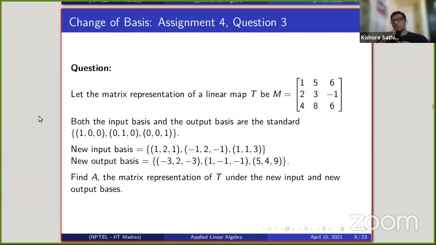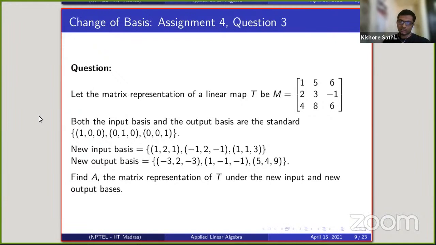Next. So what we're going to be doing now in these next couple of slides is to revisit the assignment questions 3, 4, and 5 in assignment 4. So I won't have enough space on my slide to actually show you the questions. So feel free to open the website. It's the exact same questions. I'll just be discussing them here. So I'll read out the question once more. We have the matrix representation of a linear map T, and that's given by M. Both the input and the output of this M are the standard basis.